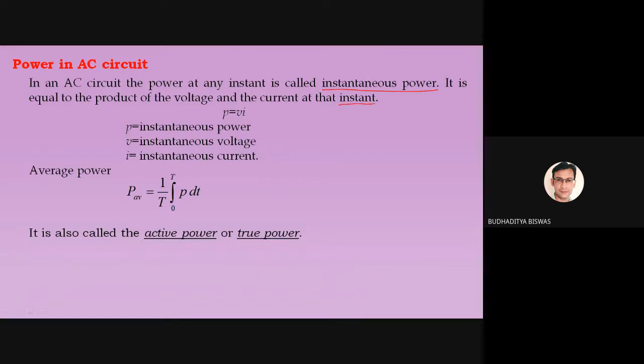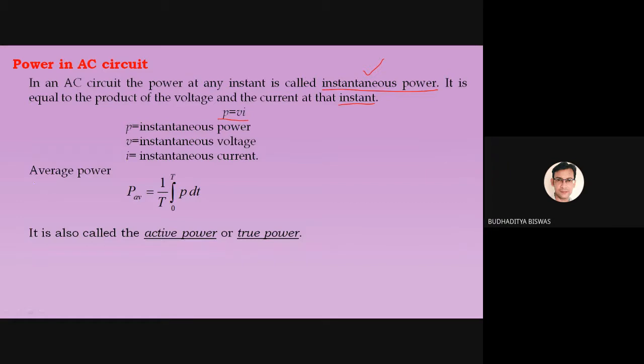So obviously when you mention the instantaneous power, the time should be related. Suppose at 1 second after the circuit is switched on, what will be the instantaneous power? After 2 seconds, what will be the instantaneous power? So the time or the phase is related with the instantaneous power because this value is also changing. So this is denoted by small p. Small p equals small v into i, where p is instantaneous power, v is instantaneous voltage, i is instantaneous current at a particular instant.